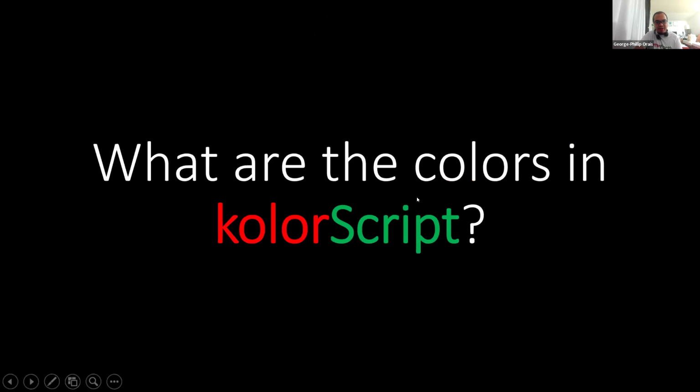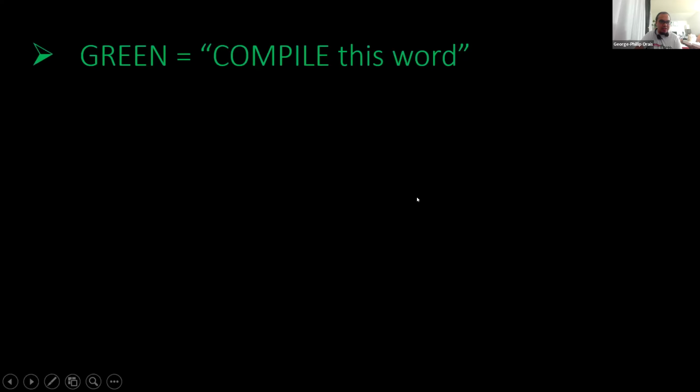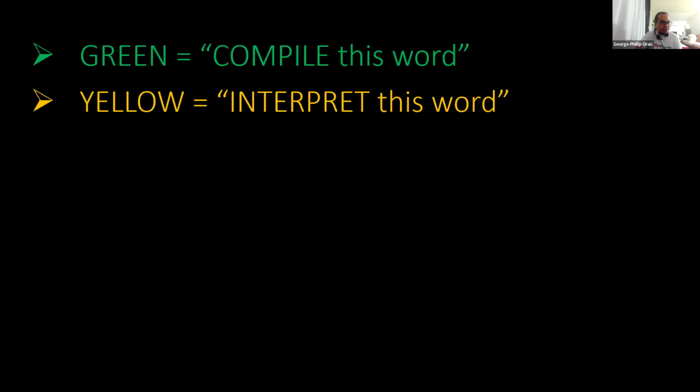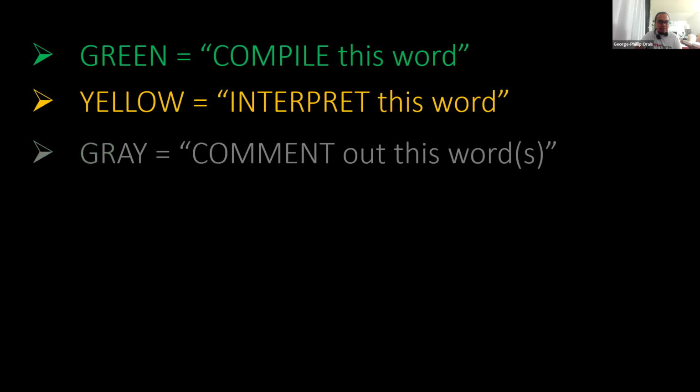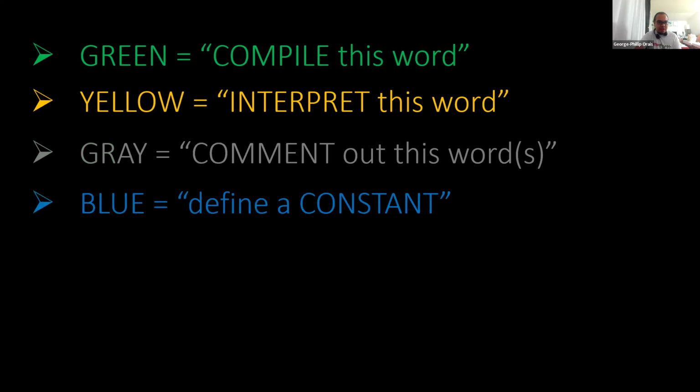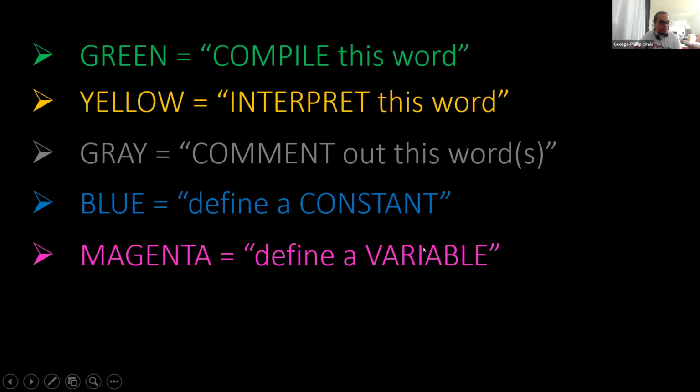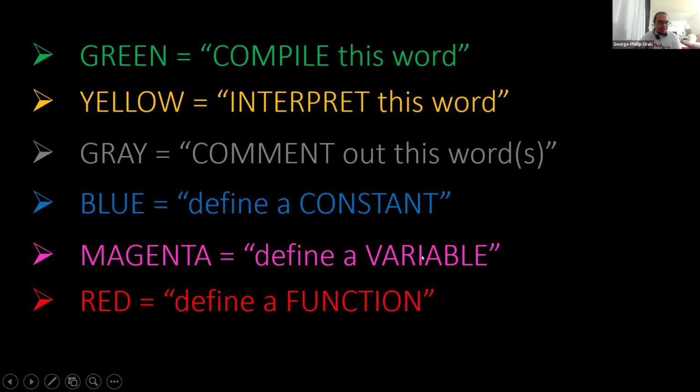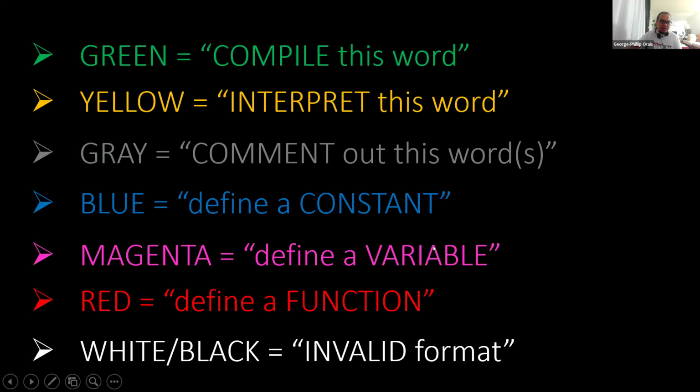So what are the colors in kolorScript? We have green for compiled words, like usual, yellow for executed words, gray for comment. This is different from the usual colorForth. And blue, I added blue as constant, and magenta as variable. So we have constant and variable now. And red is for defining a function. And this white on black: white for dark theme and black for light theme.